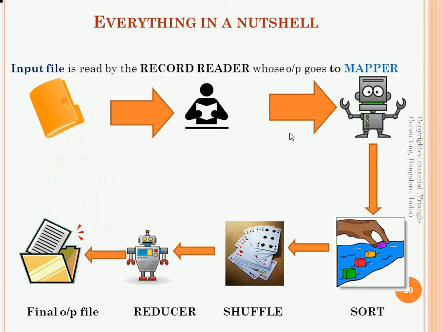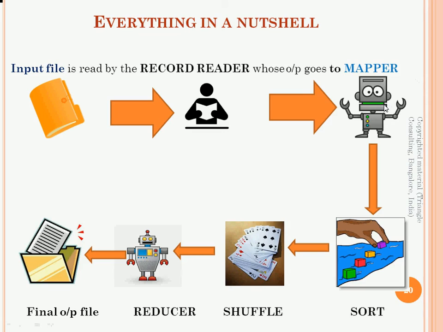So this is a summary of everything. You have the original input file, which is processed by the record reader, which gives you key-value pairs as output. The key is the file offset. The value is the entire line, whatever is present in the file. It need not be a text file. It can be any kind of file, but the record reader just gives you a file offset and the entire line as the output, which is consumed by the mapper.